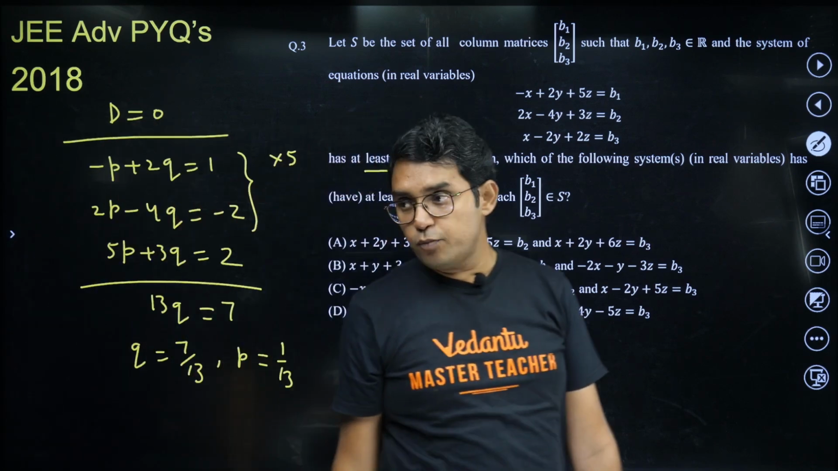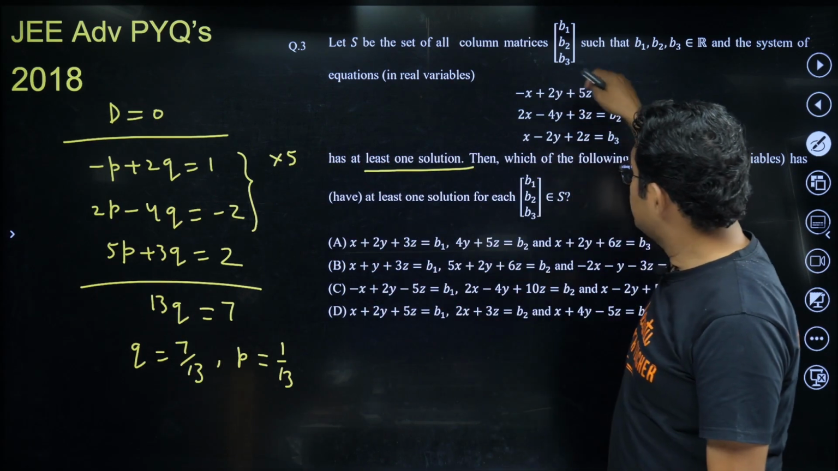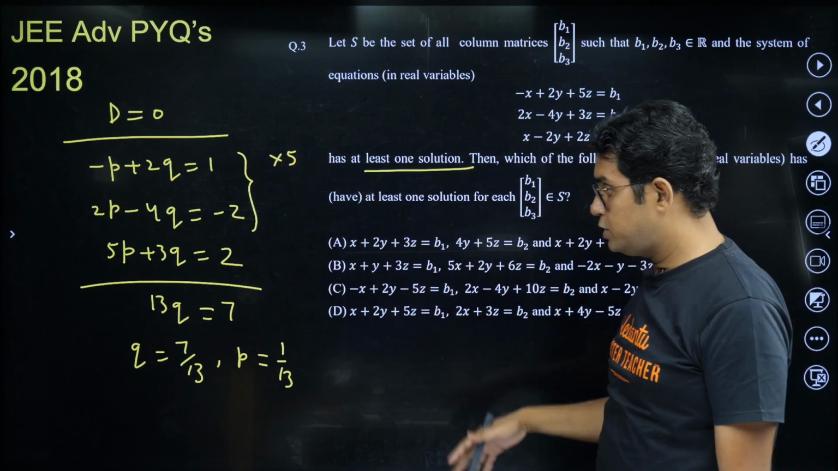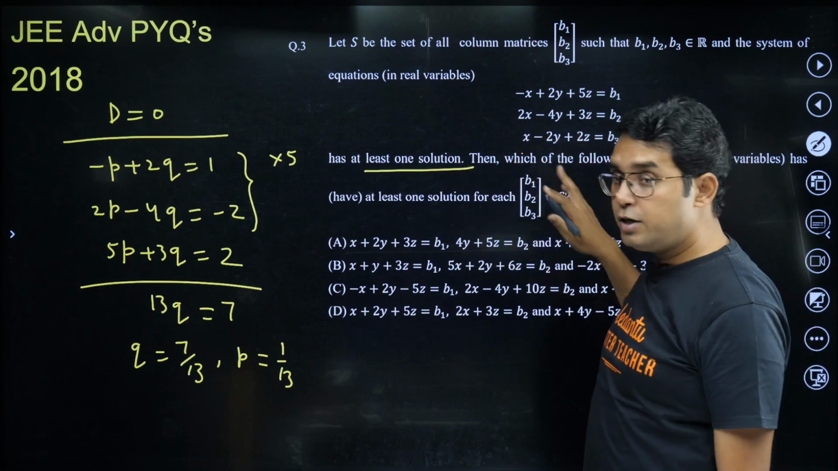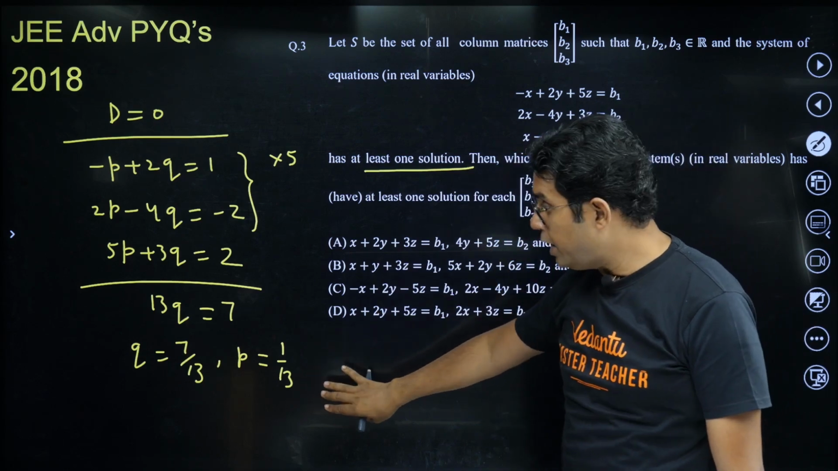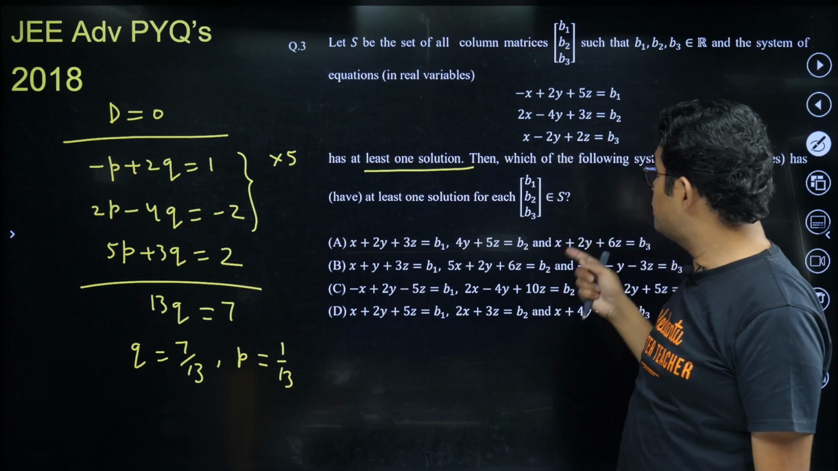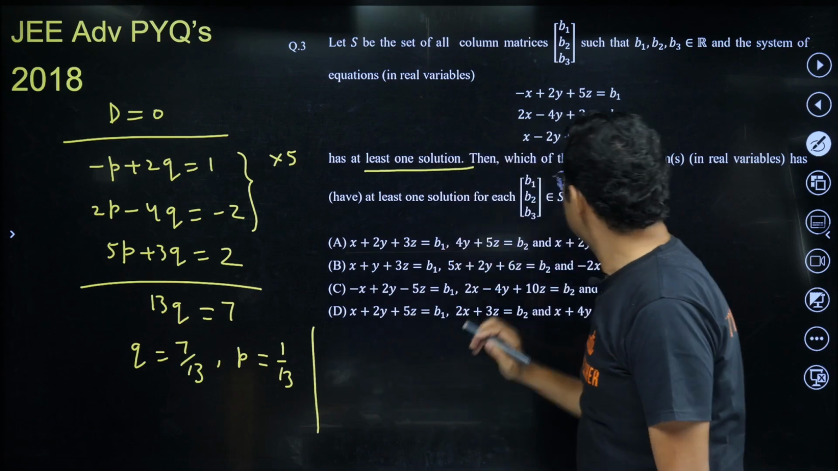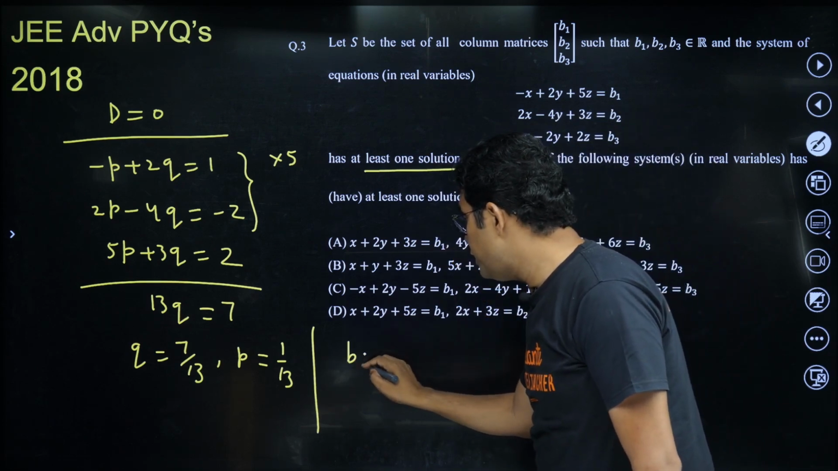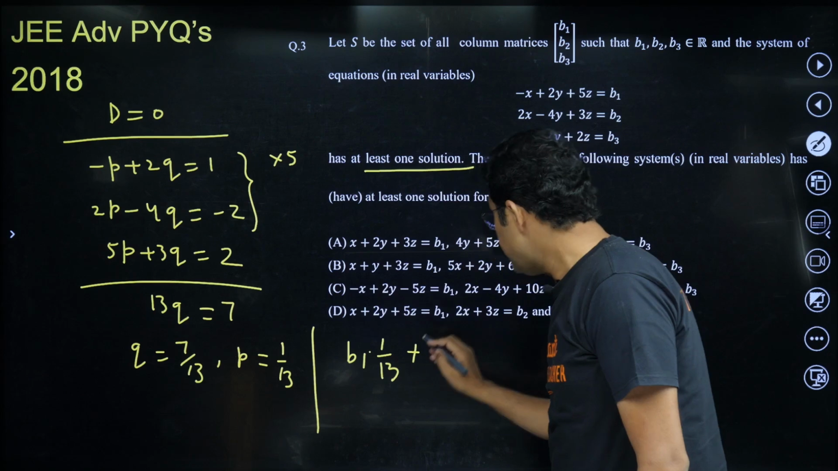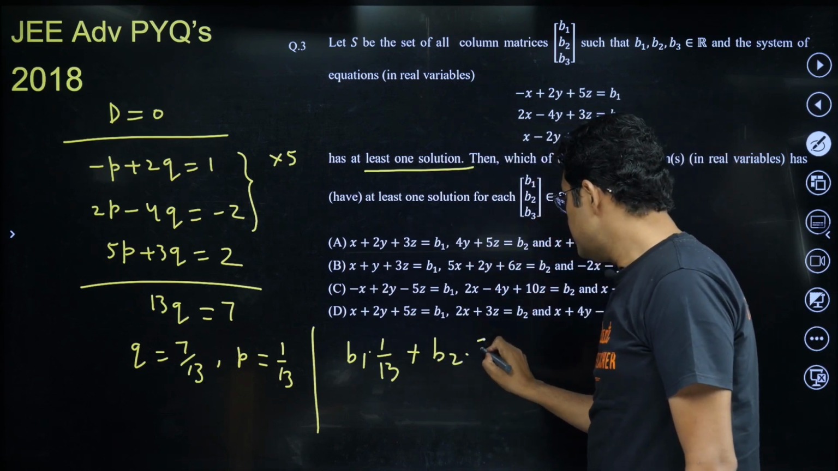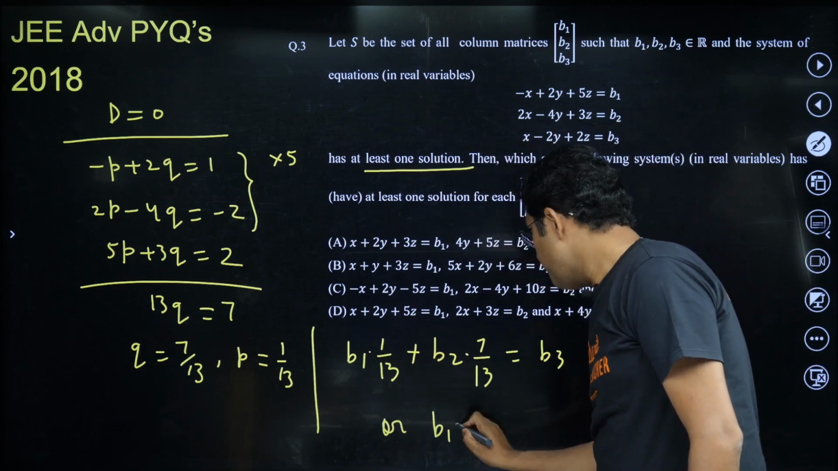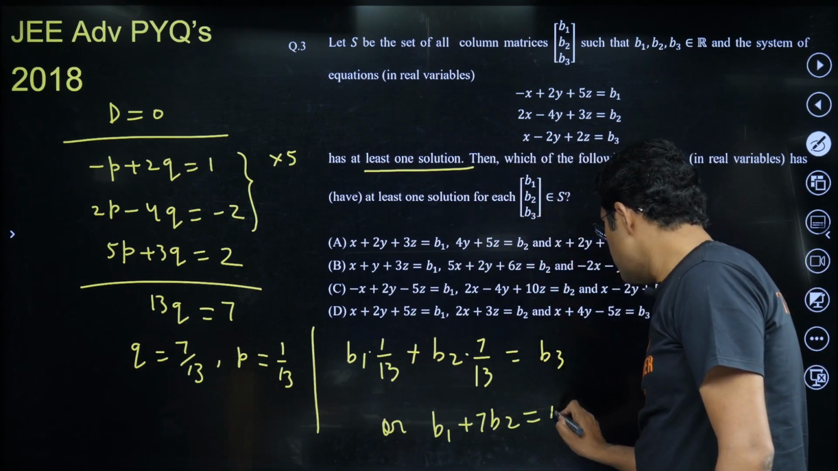Okay, so these are the values of P and Q, and already these X, Y, Z are satisfied. In fact, the equation we obtained from Y was the same as we were obtaining from the X. So I think for the infinite solution case, that's a scenario when all three are satisfied. But for infinite solution, you need to have the same relation between B1, B2, B3 also, which means my B1 multiplied with 1 upon 13 plus B2 multiplied with 7 upon 13 should be equal to B3. Or you can say B1 plus 7 B2 will be equal to 13 B3.